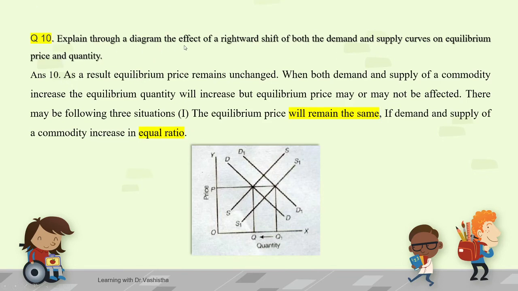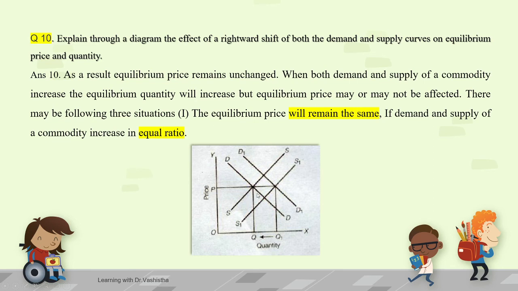Explain through a diagram the effect of a rightward shift of both demand and supply curves on equilibrium price and quantity. Now there's a situation given. When both demand and supply of a commodity increase, the equilibrium quantity will increase, but the equilibrium price may or may not be affected.